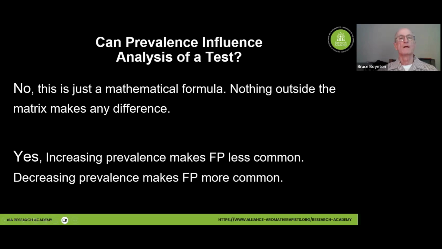Okay. Now, can the prevalence of a condition change our analysis of the test? I got two answers possible. No, this is a mathematical formula. Nothing outside the matrix makes any difference. You just do the calculation. Or, yes, increasing prevalence makes false positives less common, and decreasing prevalence makes false positives more common. Anyone have any ideas?